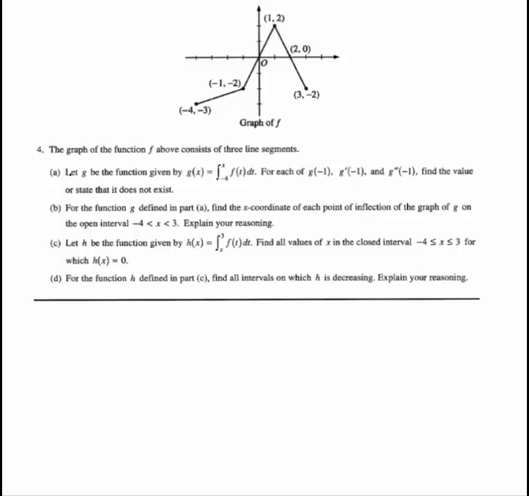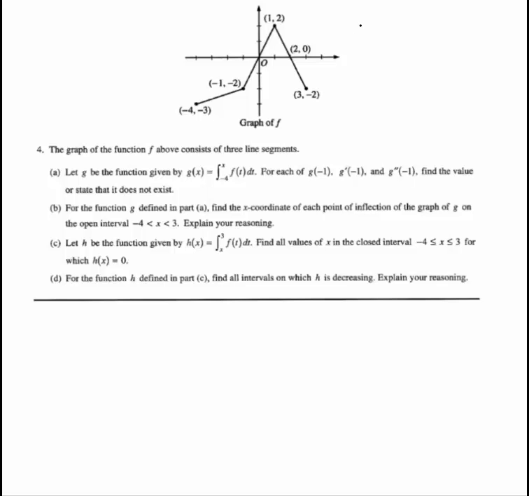Okay. Part A is talking about function g, and g is defined as the integral of f, so this is a function defined as an integral. So let g be the function given by g of x is the integral from -4 to x of f of t dt. For each of g of -1, g prime at -1, and g double prime at -1, find the value or state that it does not exist.